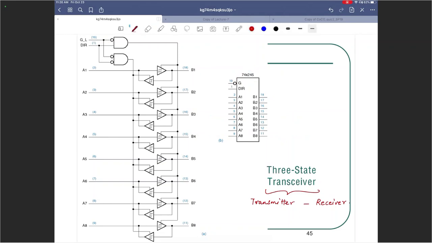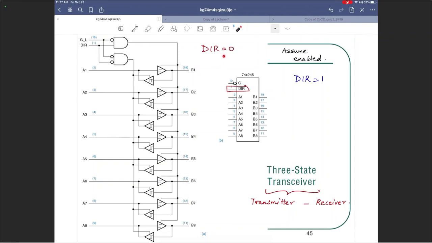So we have an input dir, right? So we'll make dir equals 0, and we'll try to find out the direction of movement, and we'll also make dir equal 1 and find out what goes to what, right? And in both these cases we will assume that the chip is enabled. So what I'll do is I will start off with the first case, dir equals 0.